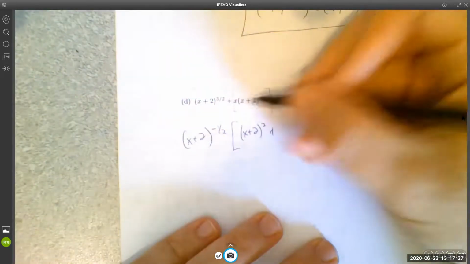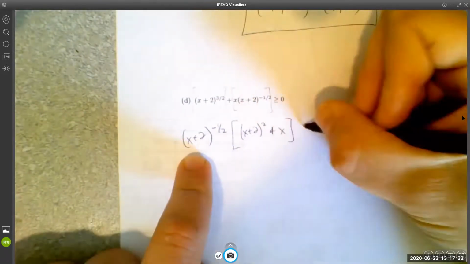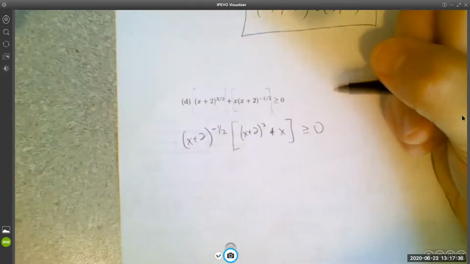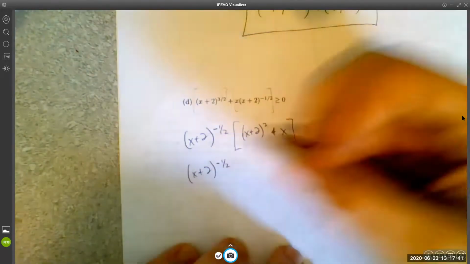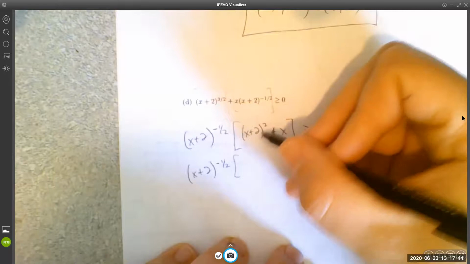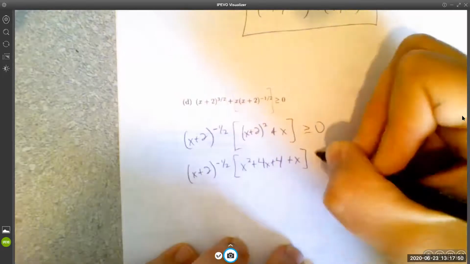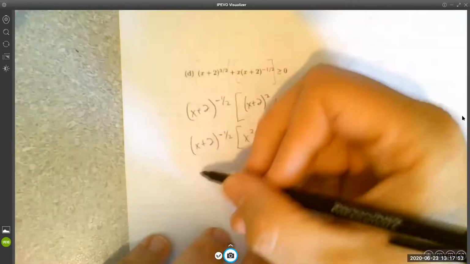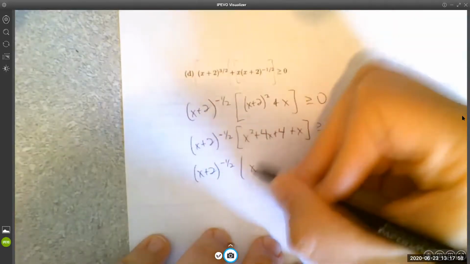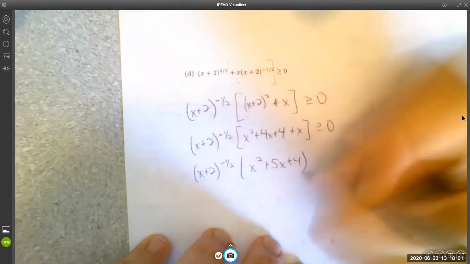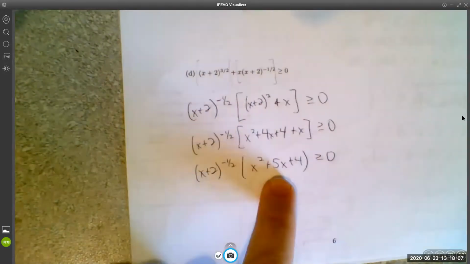And then x times x plus 2 to the -1/2 divided by x plus 2 to the -1/2 is just going to be x. Okay, so we've got x plus 2 to the -1/2 times x squared plus 4x plus 4 plus x. And that's x plus 2 to the -1/2 times x squared plus 5x plus 4. Goodness. I can factor that.